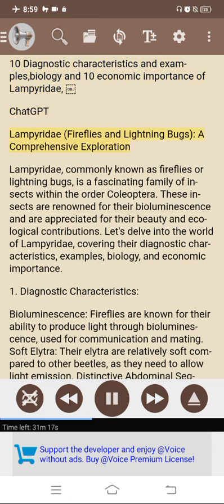ChatGPT. Lampyridae, fireflies and lightning bugs: a comprehensive exploration. Lampyridae, commonly known as fireflies or lightning bugs, is a fascinating family of insects within the order Coleoptera. These insects are renowned for their bioluminescence and are appreciated for their beauty and ecological contributions. Let's delve into the world of Lampyridae, covering their diagnostic characteristics, examples, biology, and economic importance.